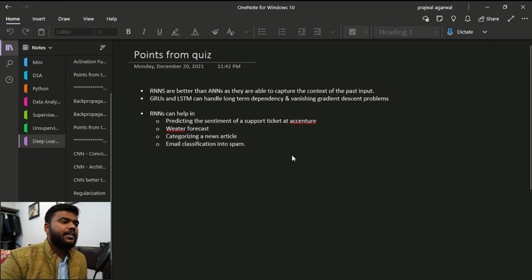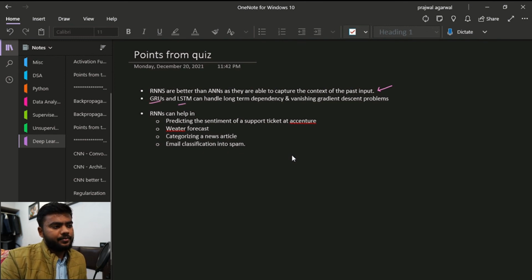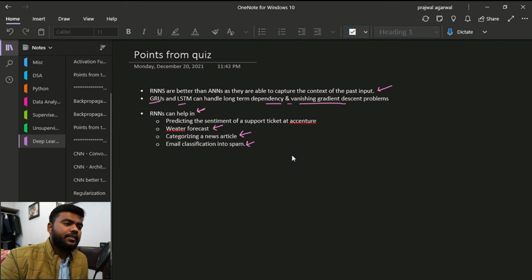The first thing is that RNNs are better than ANNs as they are able to capture past input, because they have the self loop. Another thing is that GRU and LSTM can handle long-term dependencies and the problem of vanishing gradients, which we just discussed. And the third point is where RNNs can help us: they can help in weather forecast, in categorizing news articles, in classifying if an email is spam or not, and in predicting the sentiment of a support ticket.